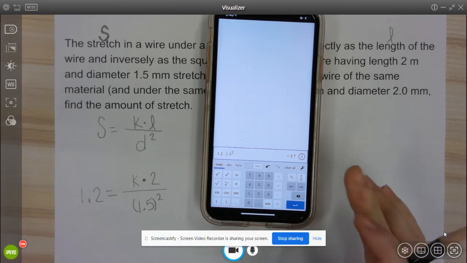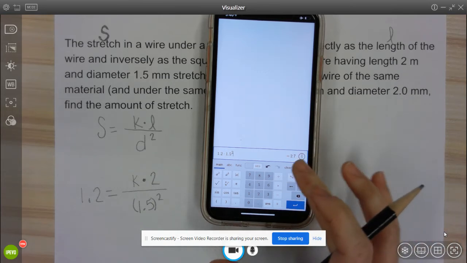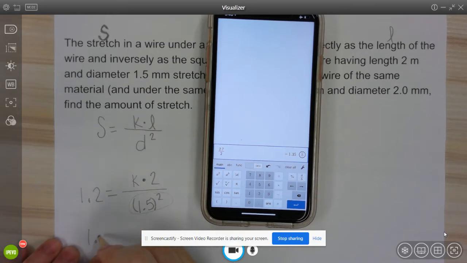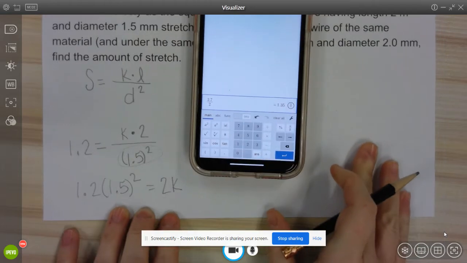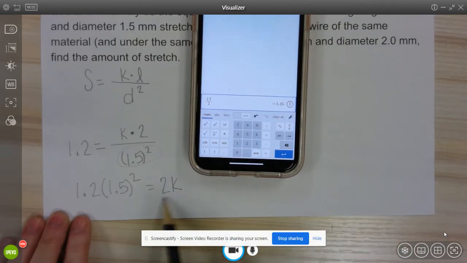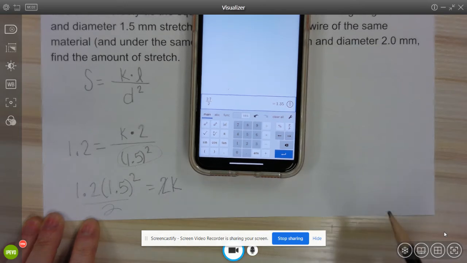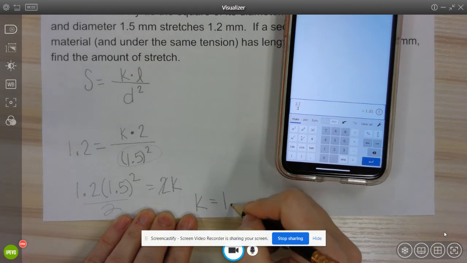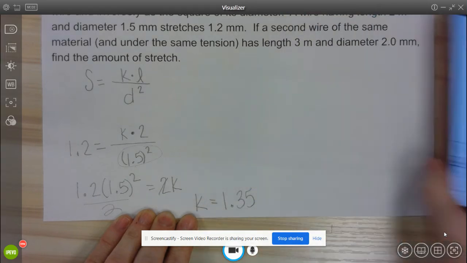Now, unfortunately, I didn't do this very smart. I should have made it a fraction, but I'm going to clear that. So I remember that was 2.7. So now I'm going to do 2.7 divided by 2. So the first thing I did was I multiplied by 1.5 squared. So I did 1.2 times 1.5 squared, and that was 2 times k. Oh, sorry, you can't see that, can you? And then I'm going to divide by 2, and that would give me k. So my constant is 1.35, okay?